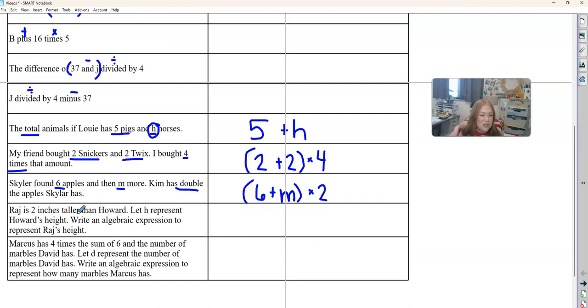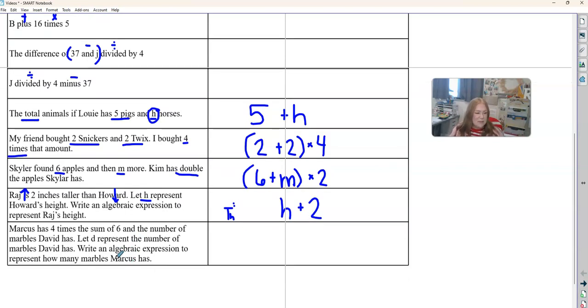Hey, Raj is 2 inches taller than Howard. So Raj, right, is taller. Howard is shorter. H is Howard. So however tall Howard is, Raj is 1, 2 taller. So we're trying to show Raj. So if I take Howard, however tall Howard is, Raj needs to be 2 more. Not 2 times taller, just 2 inches taller.